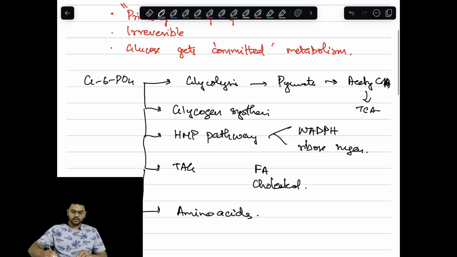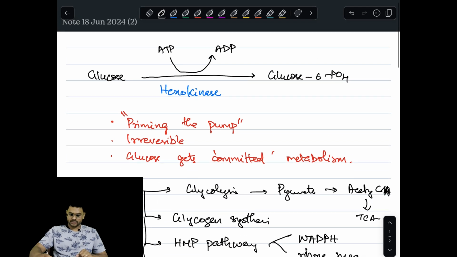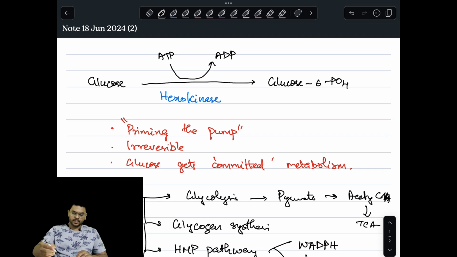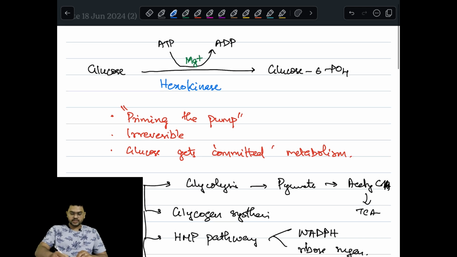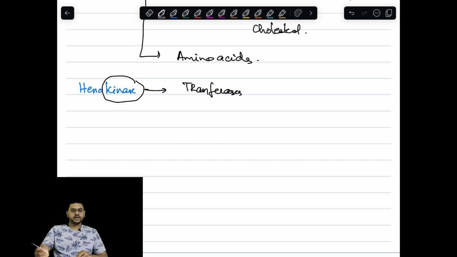That is why it is a committed step of metabolism. Now, there is another important aspect of this reaction, which is the magnesium. So let us see about hexokinase and its reaction. Hexokinase is actually a kinase. That means it belongs to a class called transferases. So they are transferring some group from a donor to the substrate.